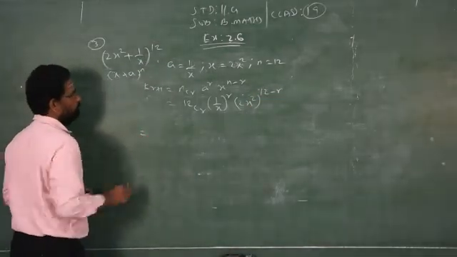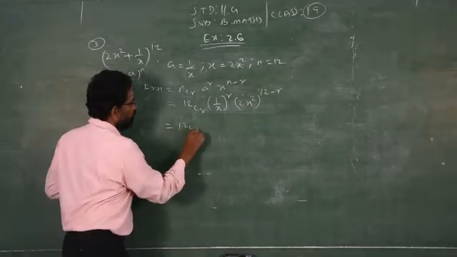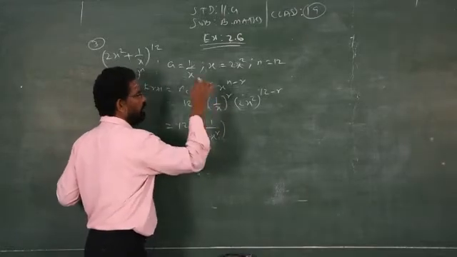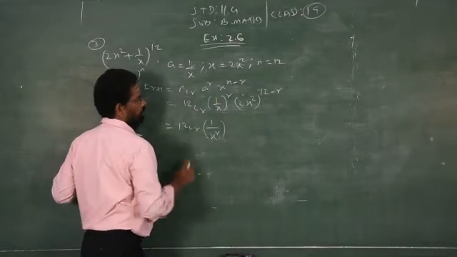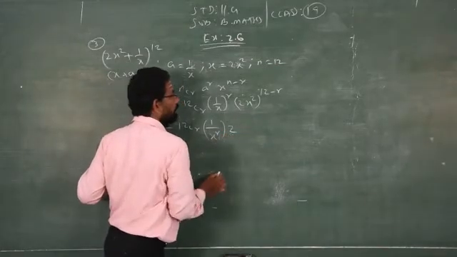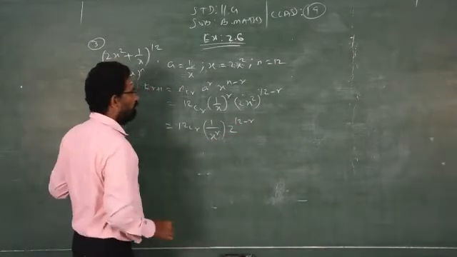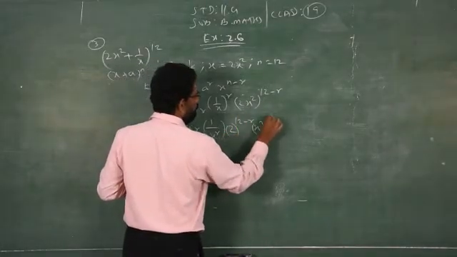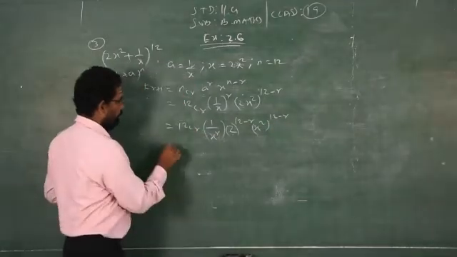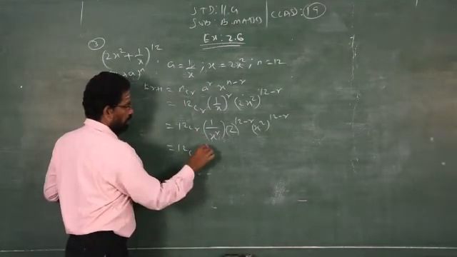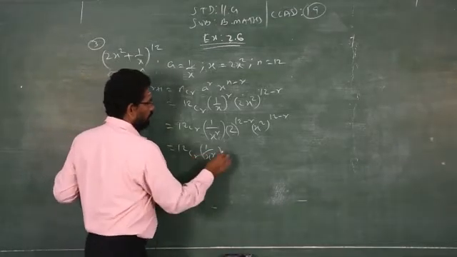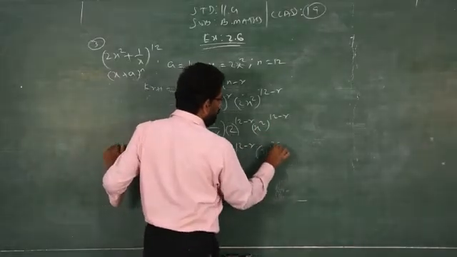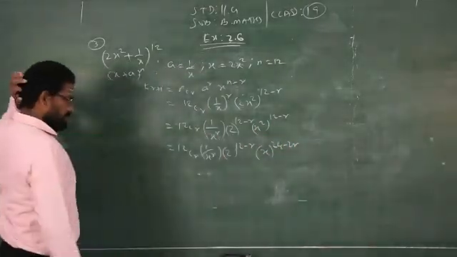So as usual, we have 1 by x power r. 1 power anything is always 1, so x power r. Then you have to separate 2 power 12 minus r. Then we have x square, x square power 12 minus r. Multiplying, we get 12Cr, 1 by x power r, 2 power 12 minus r, x power 24 minus 2r. See, I am just separating.